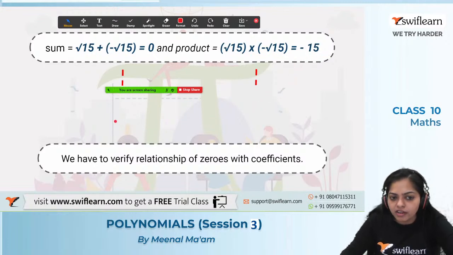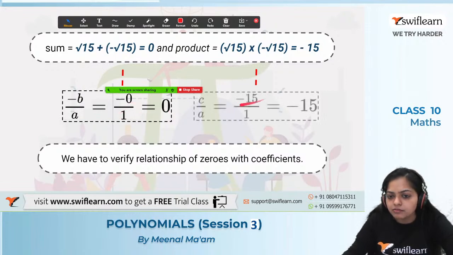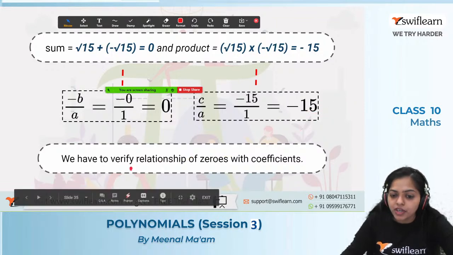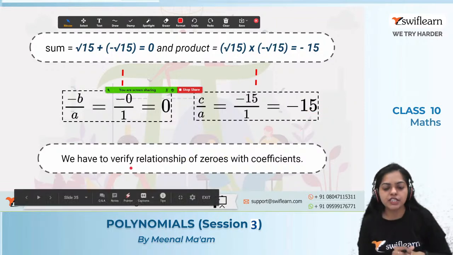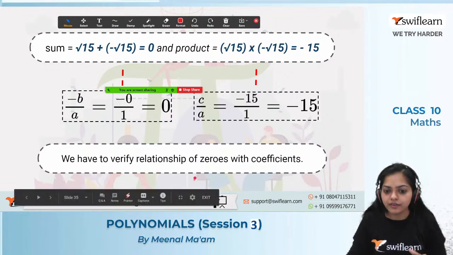And let's verify it. So minus b by a is what? b here is 0. That's why it is equal to 0. And the product will be c by a, that is the constant term minus 15 by a, that is equal to minus 15. So we have verified the relationship between the zeros and the coefficients. Got it?